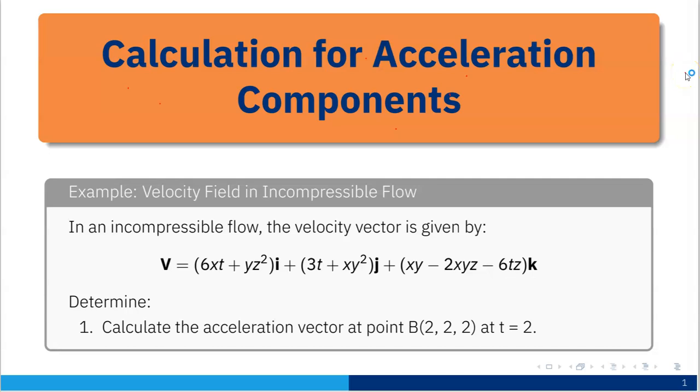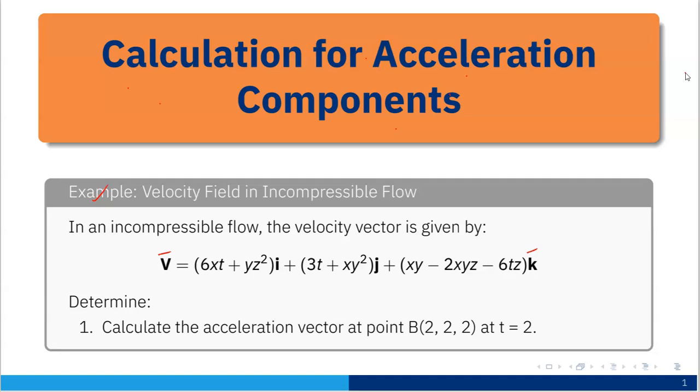Today I'll talk about calculation for acceleration components. Here is one example: velocity field in incompressible flow. In an incompressible flow, the velocity vector is given by v equal to (6xt + yz²) i + (3t + xy²) j + (xy − 2xyz − 6tz) k. Here i, j, k are the unit vectors.